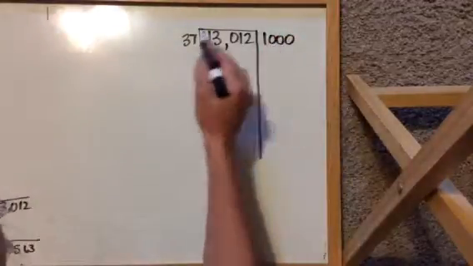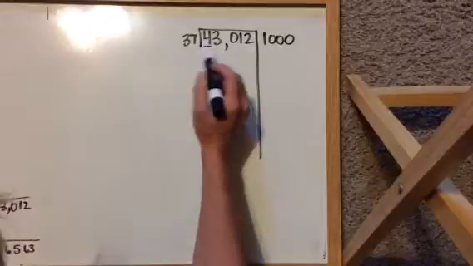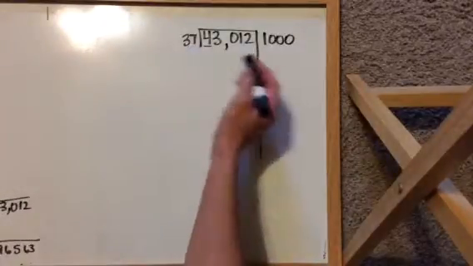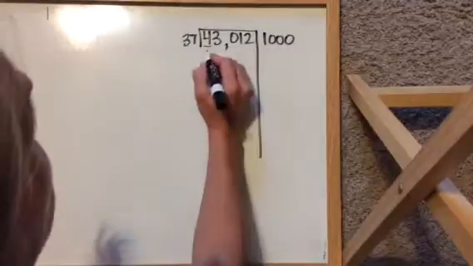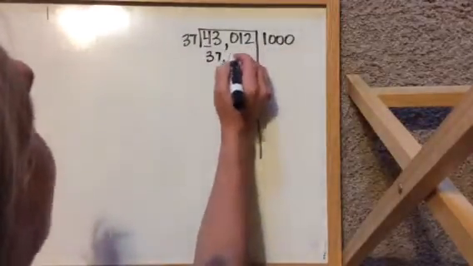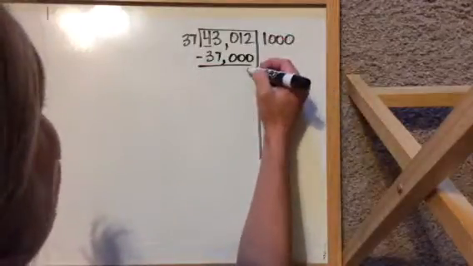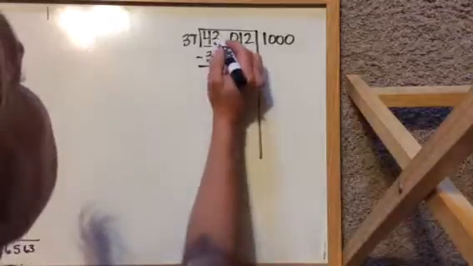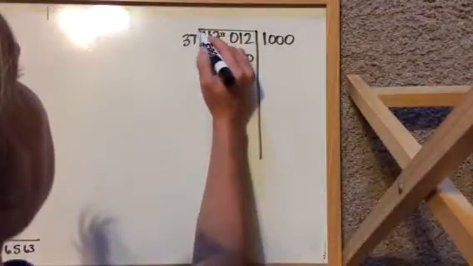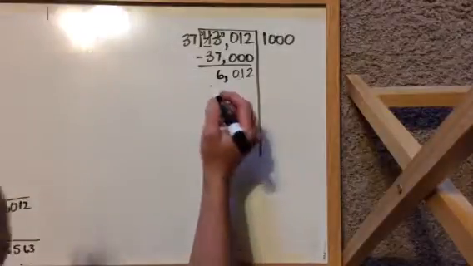And then we're going to multiply this out and record the answer here to subtract. Now I know since I'm multiplying by 1, it's just going to be 37. And then we add the 3 zeros to the end. So I don't even have to write out that problem. And do my subtraction just like a normal division problem. Okay, so now I have 6,012.